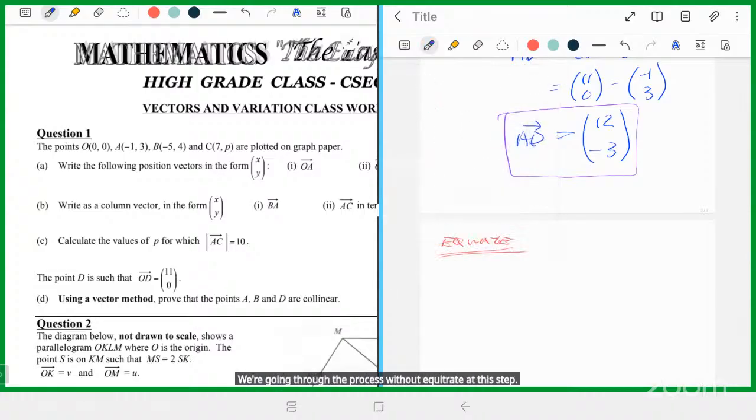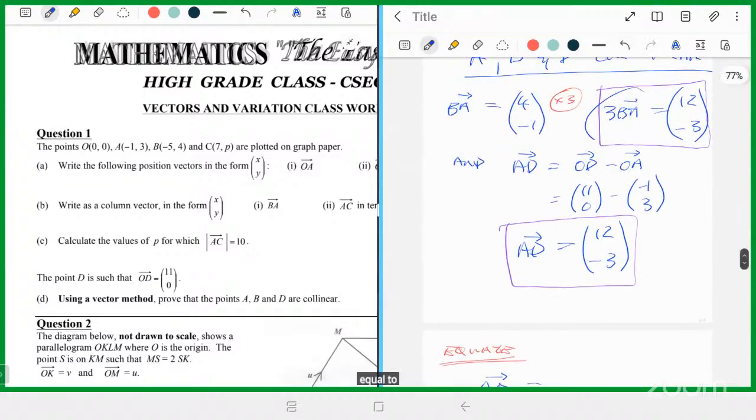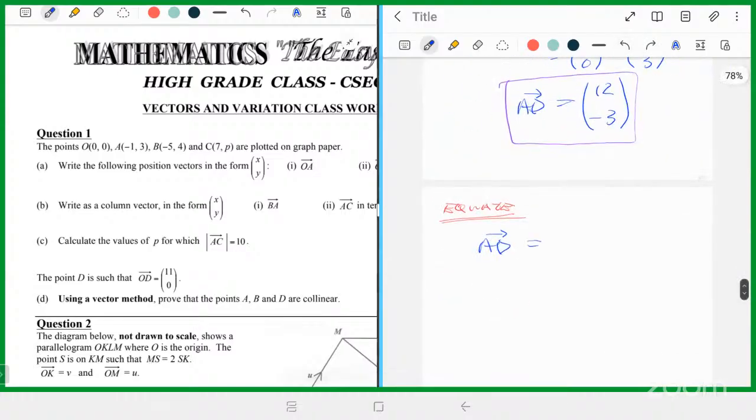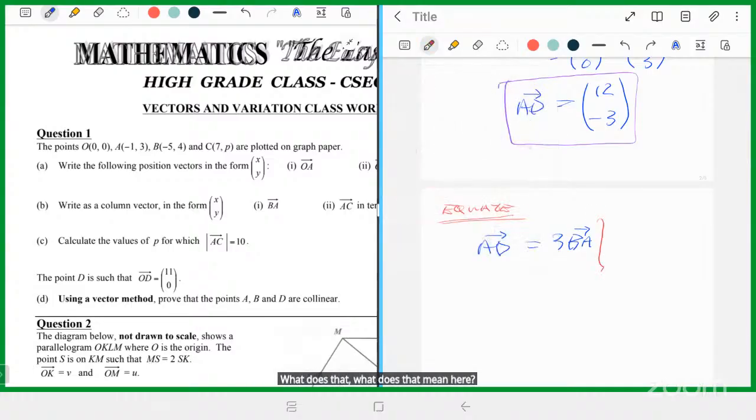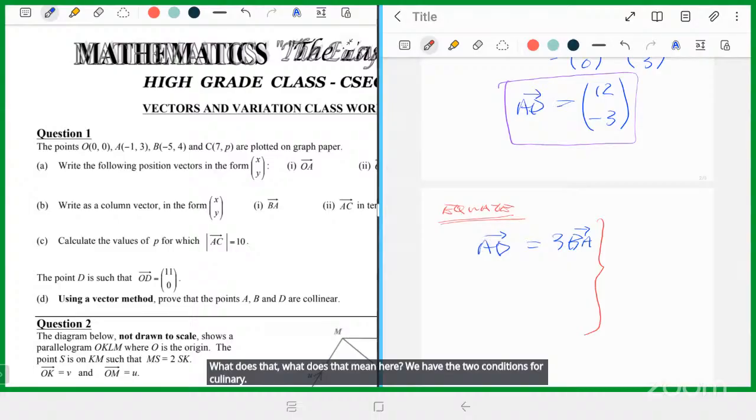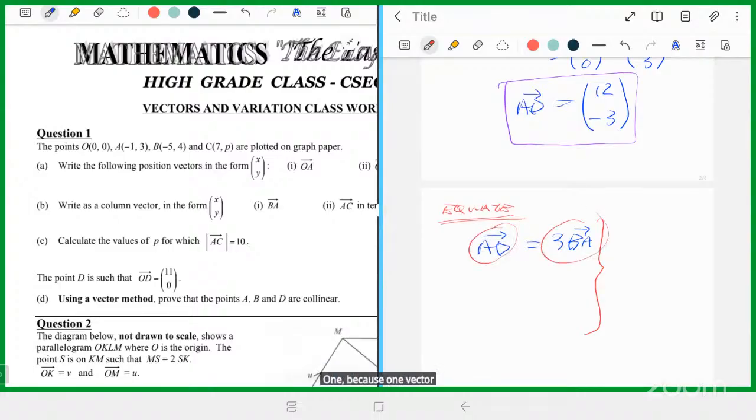And so we could say this one, AD, is equal to 3BA, because both of them equal 12 negative 3. So that's equal to 3BA. And so we have what we need in this step, this line. What does that mean here? We have the two conditions for collinearity. One, because one vector is a multiple of the next. That's the first thing. The vectors are parallel.